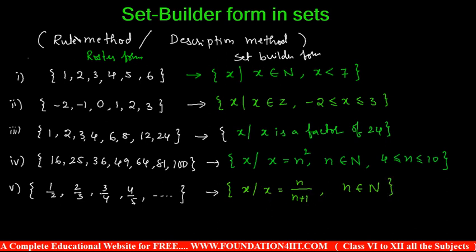You can call this a rule method or description method to convert. This is the set builder form, and the starting one is the roster form. So roster form to set builder form, as well as set builder form to roster form, you can convert. The main point is that based on the elements, we write a description satisfying all the elements. Making it like this is called set builder form.